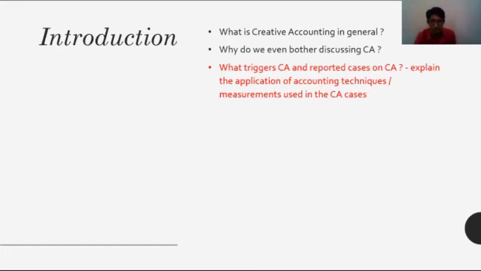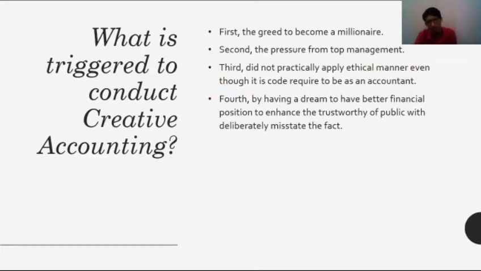So the third question: what triggered creative accounting, and what are the reported cases of creative accounting? I would suggest these four factors for why creative accounting has been triggered. First one is the greed to become a millionaire or even a billionaire. It's because the companies who have not yet achieved millionaire status want to earn it fast, to be funded, to be easy to conquer the market.